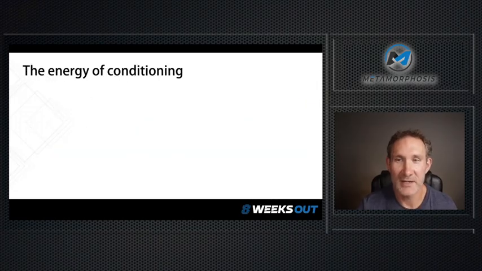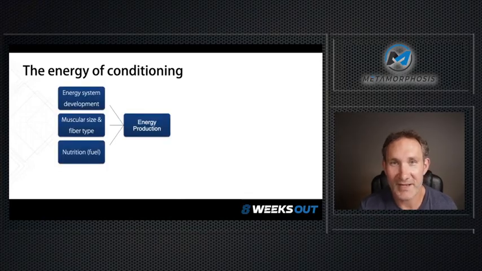Now, the other thing to recognize here is that there are two big pieces of this. The first is the energy production itself, and that comes down to, like I just mentioned, the energy system development that you have. So a higher level of aerobic energy production will produce energy differently than if you have a very high anaerobically developed system. So how your energy systems are developed plays a key role in your energy production.